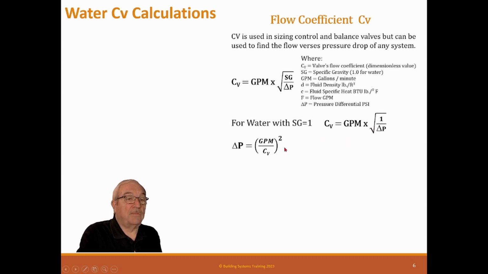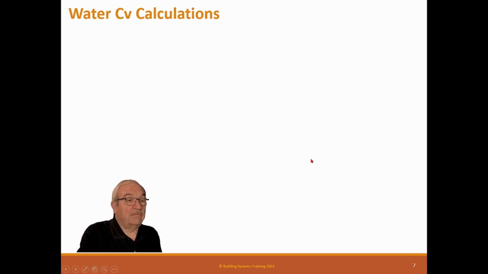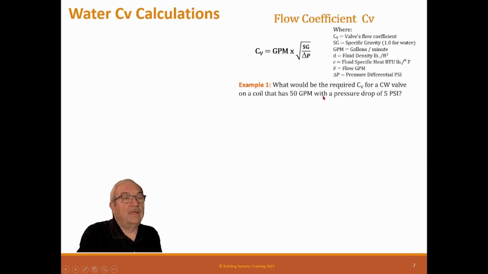It's GPM over CV squared. That's the pressure. And the GPM equals the square root of delta P times CV squared. Now all of these, of course, are for water. If you got glycol, then you got to add the specific gravity in there. So here's the formula example. What would be required CV for a chill water valve on a coil that has 50 GPM and with a pressure drop of 5 PSI?